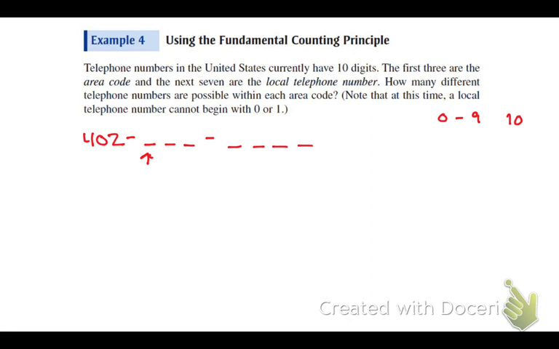8. Why 8? Because it can't begin with 0 or 1. How many choices do I have for the next number? 10. For the next? 10. For the next? 10. Next? 10. And what am I going to do with all these? Multiply. So I got 8 with how many zeros? 6.